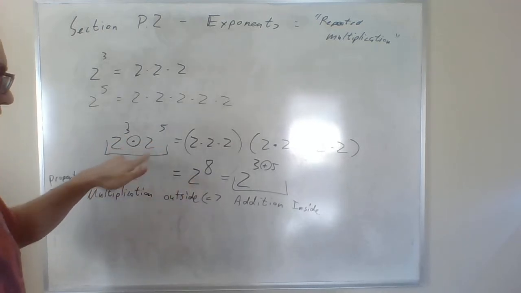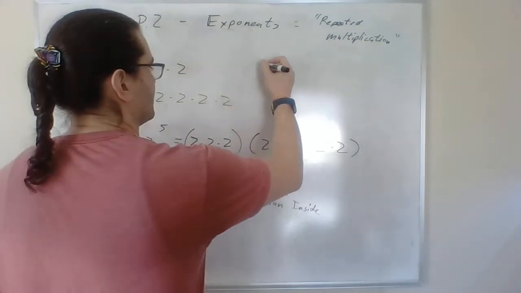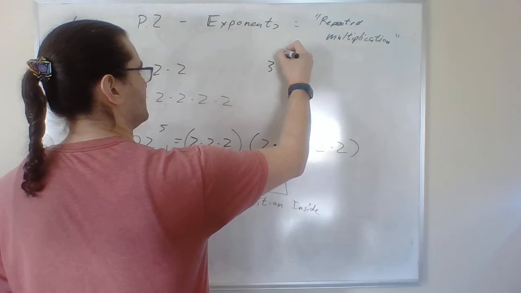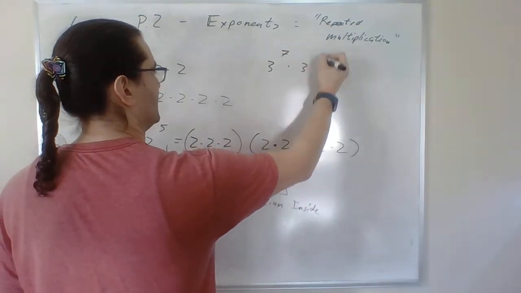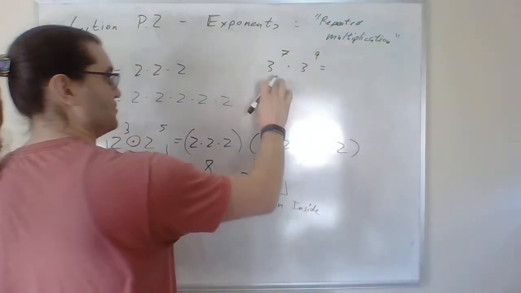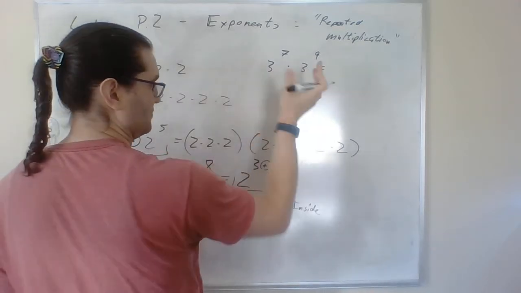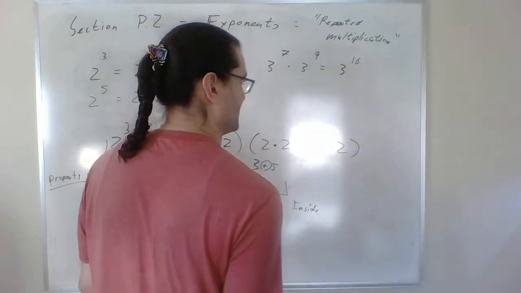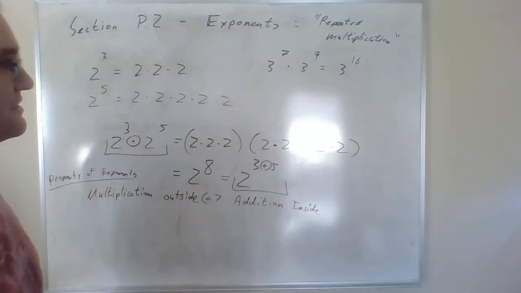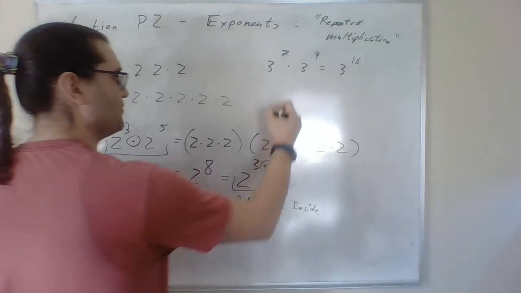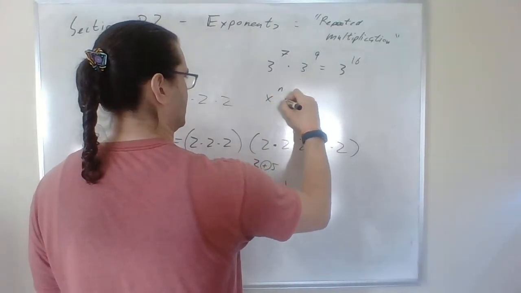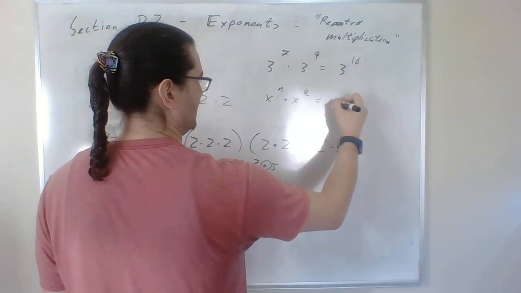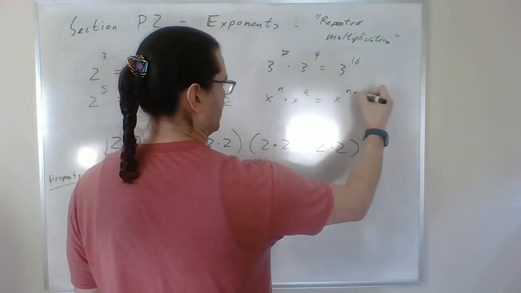Only if we have the same base, though. So if you have something else like 3 to the 7th times 3 to the 9th, I don't know what either of these things are simplified, but I know that altogether you should get 3 to the 16th because that's 7 plus 9. And if you have x to the n times x to the q, you should get x to the n plus q.